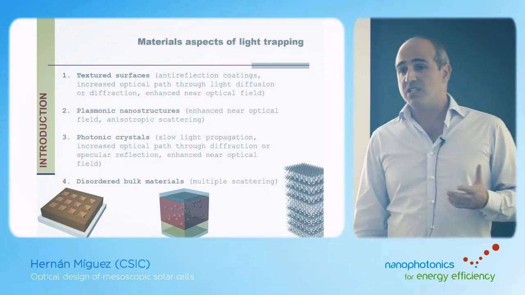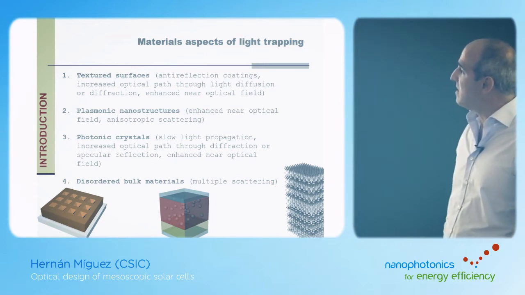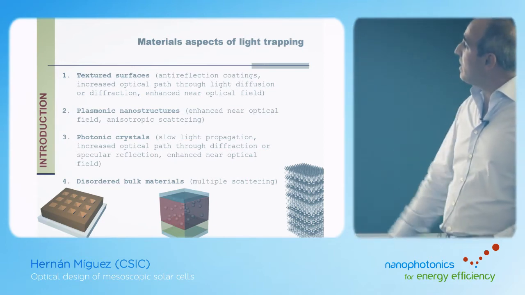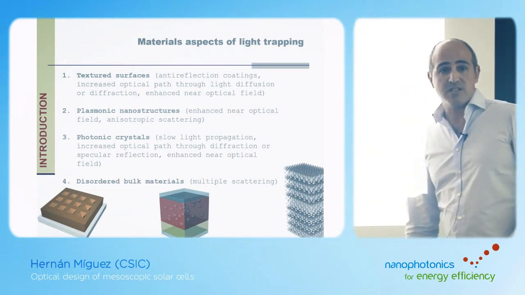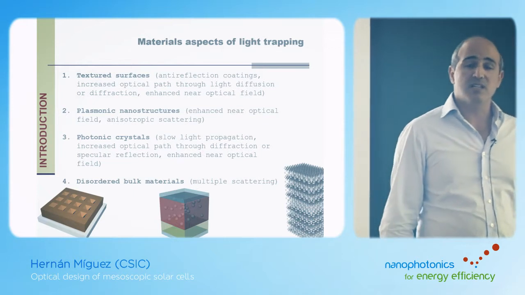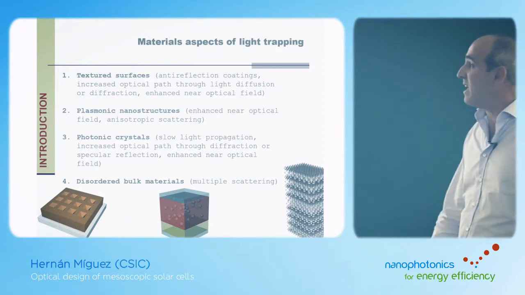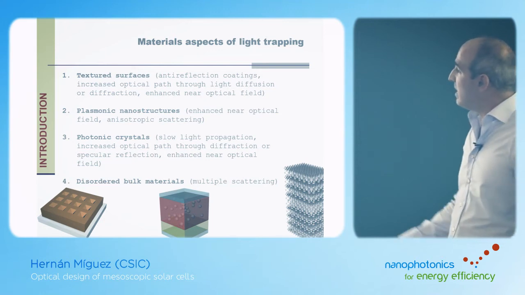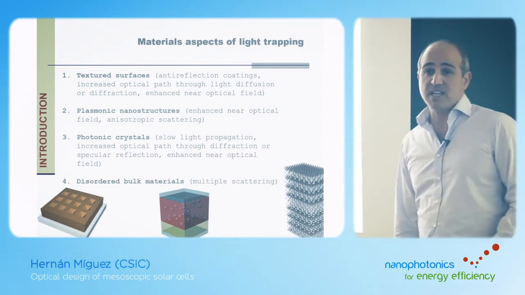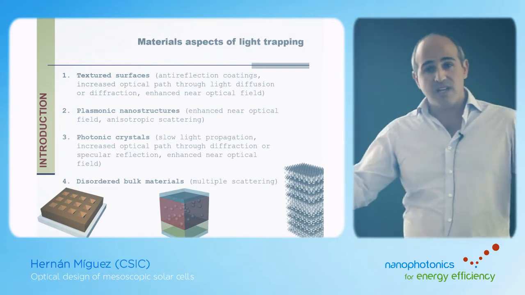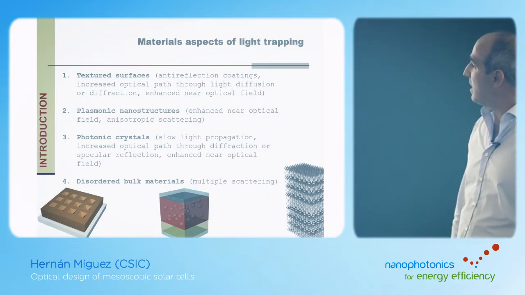And even in research is one of the most interesting approaches because it gives a very high efficiency. Then we have plasmonic nanostructures, and by these we have a wide variety of structures that go from simple metal particles to actual nanoantennas or more sophisticated things, right? And in this case, we get both an enhanced near optical field or scattering that we can use to increase the path length of light inside my absorbing material.